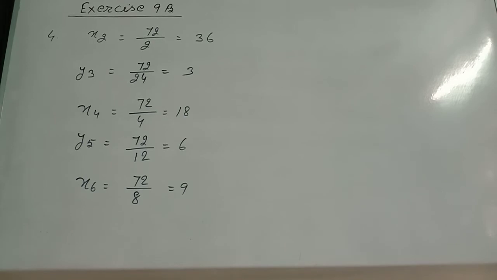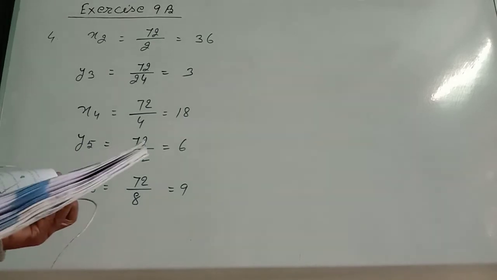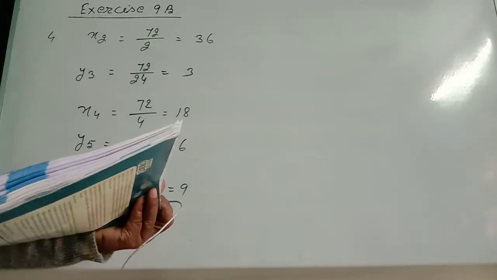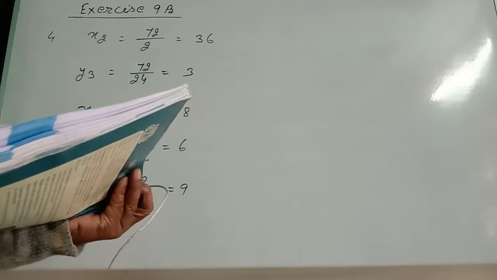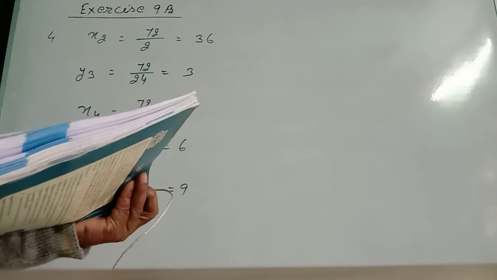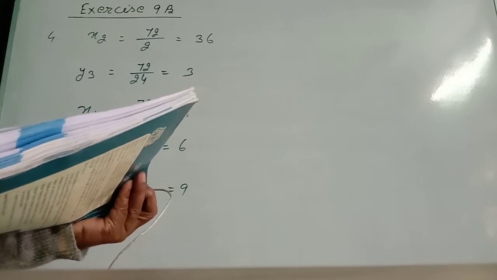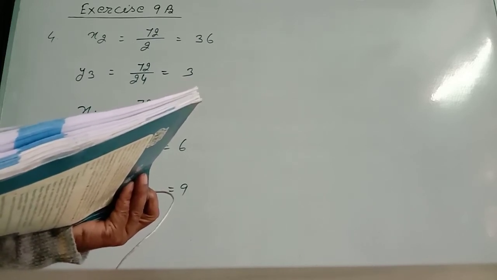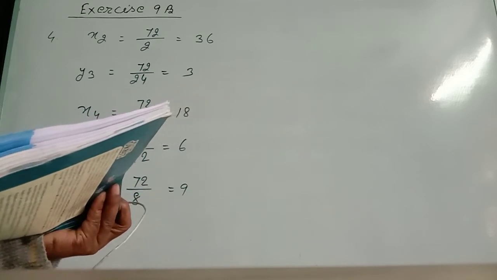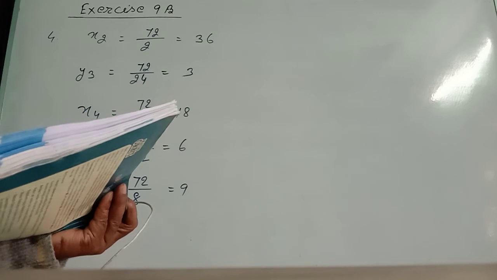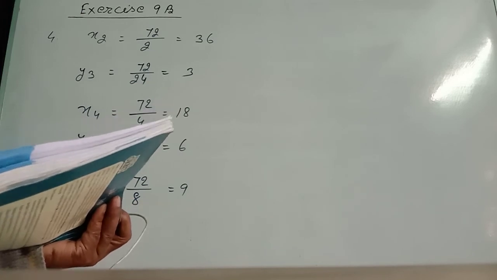In question number 4, one table is given. In this table, the values of x and the values of y are given. As we are seeing, this is in inverse variation. As the value of x is increasing, the value of y is decreasing. We are asked to find the unknown variables such as x2, y3, x4, y5 and x6.